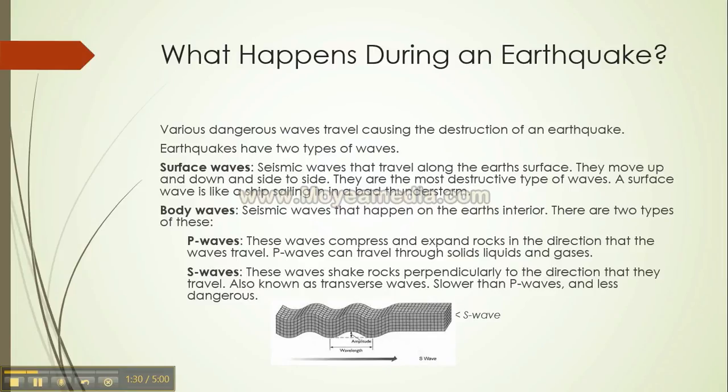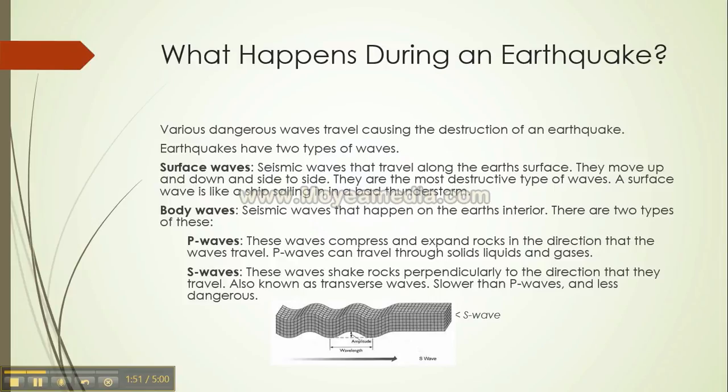What happens during an earthquake? Various dangerous waves travel, causing the destruction of an earthquake. Earthquakes have two types of waves. Surface waves are seismic waves that travel along the Earth's surface. They move up and down and side to side. They are the most destructive types of waves. A surface wave is like a ship sailing in a bad thunderstorm.